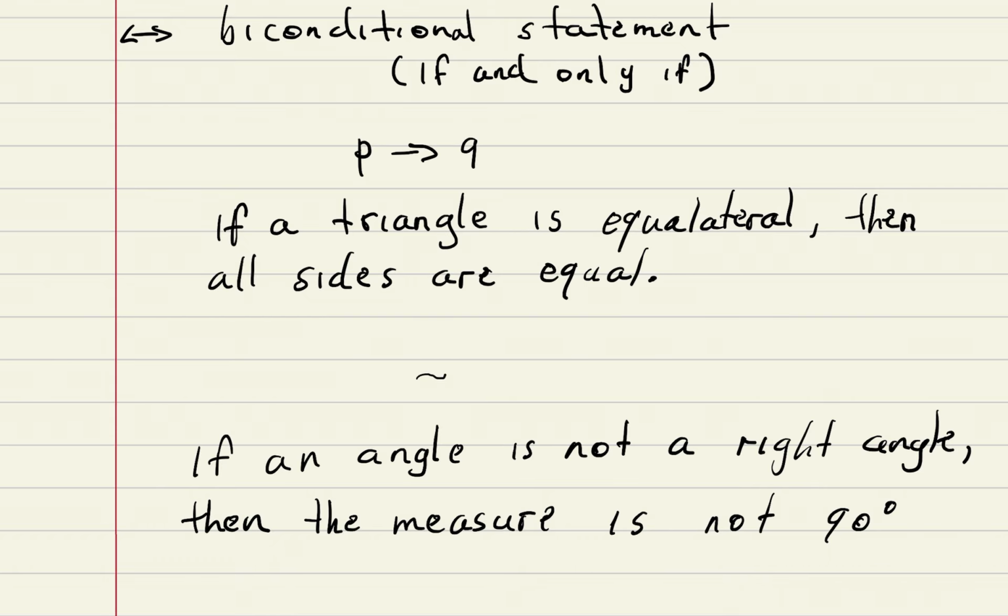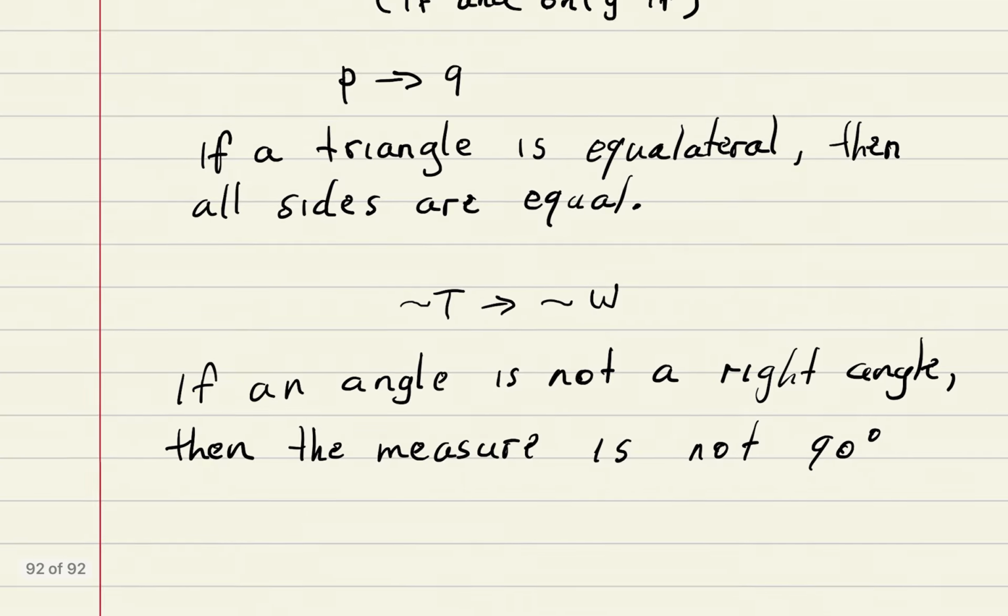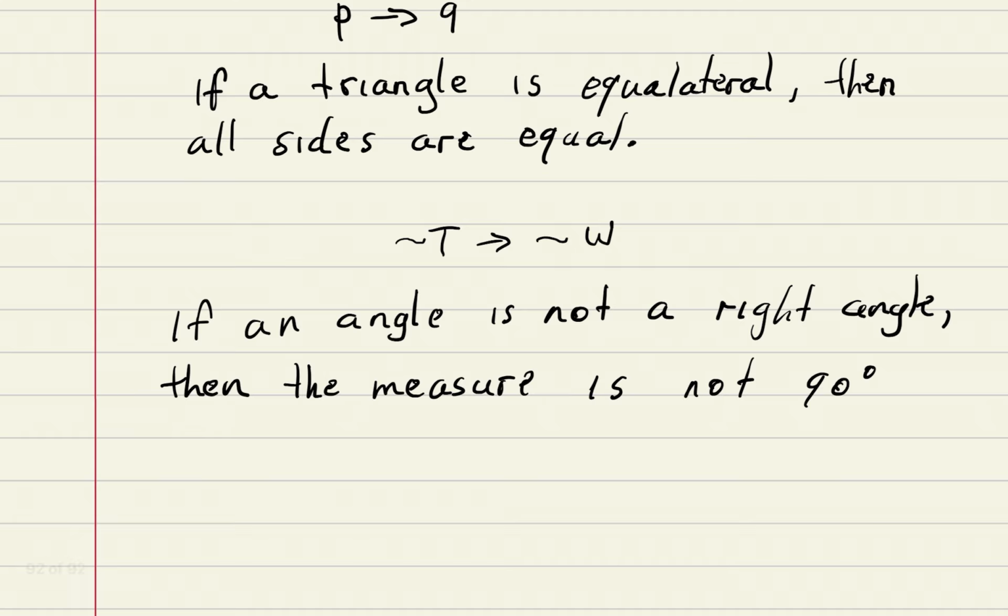So we have the tilde symbol, P. Now we don't have to call it P, we can use another symbol. Let's say we use T. And then we have the arrow, and then we have the negation symbol again, and let's call this W. So in this case, the first symbol T has the negation symbol in front. If an angle is not a right angle, then we've got the arrow that connects it to the conclusion. Then the measure is not 90 degrees.